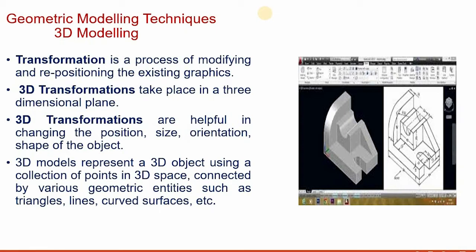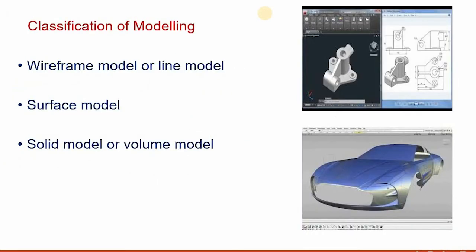3D transformations are helpful in changing the position, size, orientation and shape of the object. A 3D model represents the 3D object using a collection of points in 3D space connected by various geometric entities such as triangles, lines, curved surfaces, etc. Classification of modeling. In general, modeling is classified into wireframe modeling, surface modeling and solid modeling. The wireframe model is also called line modeling and the solid model is also called volume modeling.